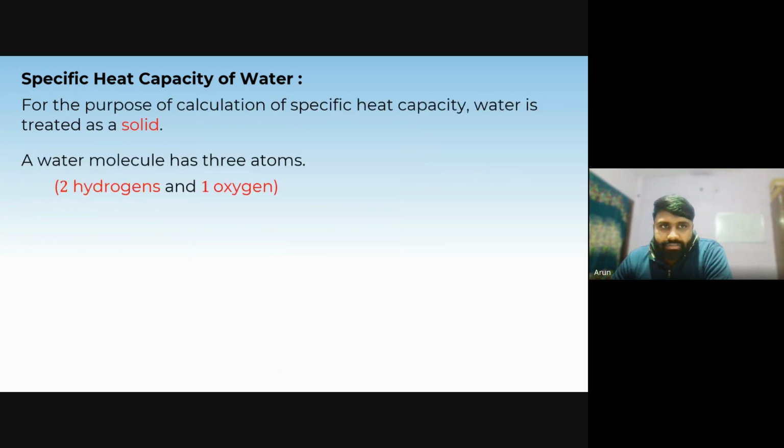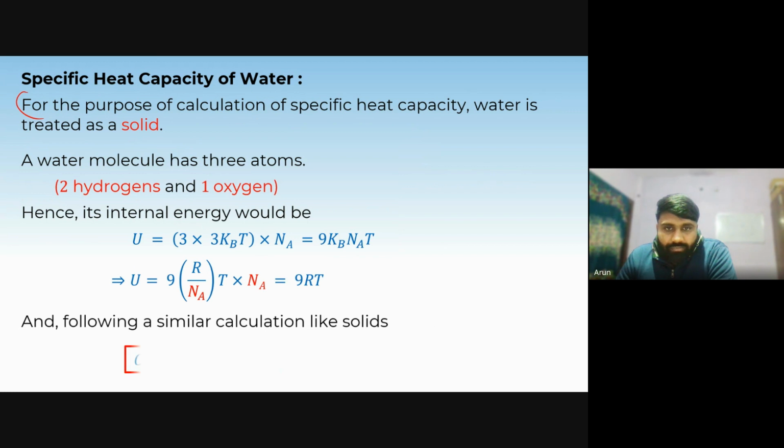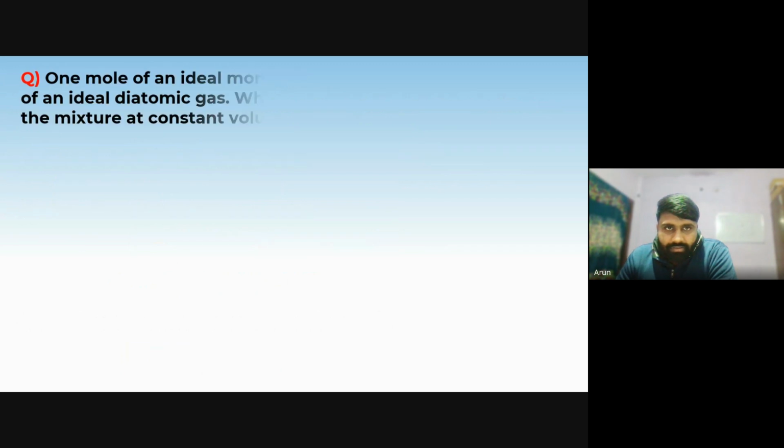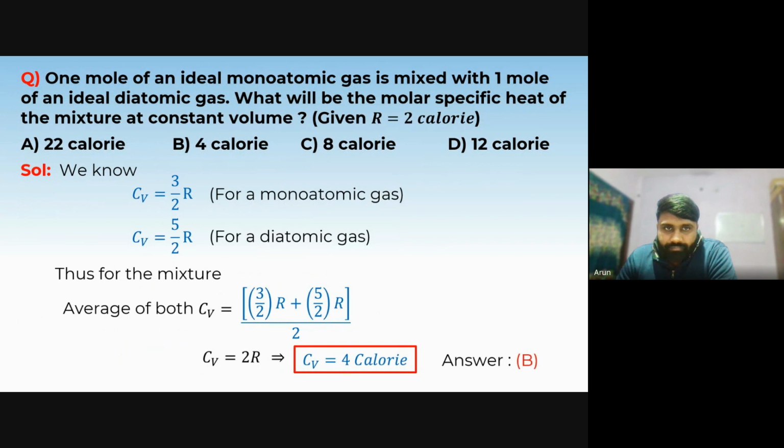For water, this point you need to remember, that for the purpose of calculation of specific heat capacity, water is treated as a solid. So we have 3 molecules here. So 9 degrees, we have already seen it. Now the C for water is 9R. We will see this numerical later.